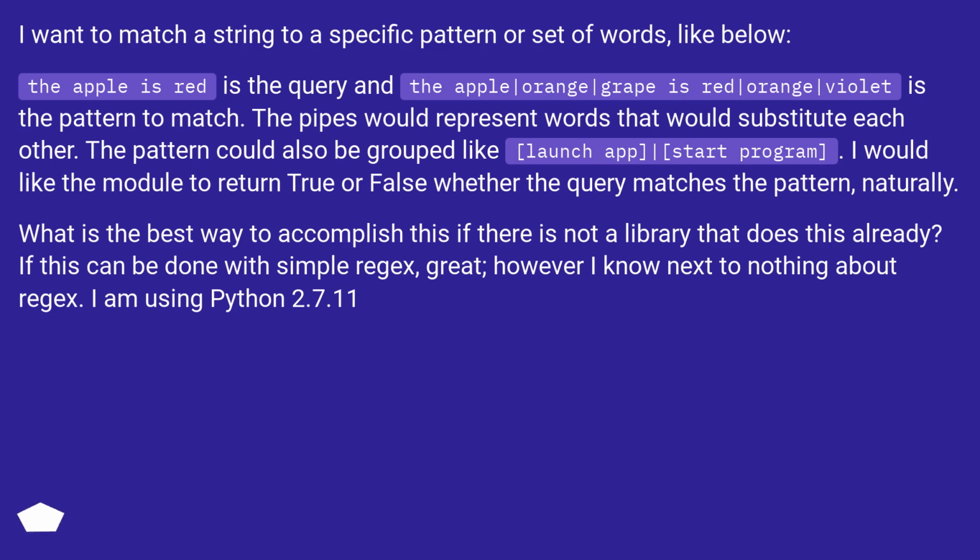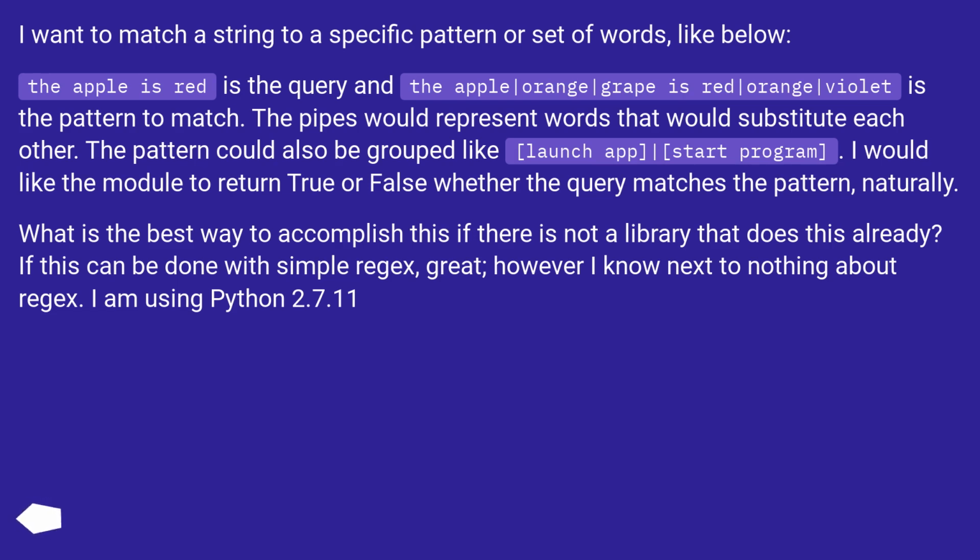"The apple|orange|grape is red|orange|violet" is the pattern to match. The pipes would represent words that would substitute each other. The pattern could also be grouped, like "launch app, start program". I would like the module to return true or false whether the query matches the pattern, naturally.